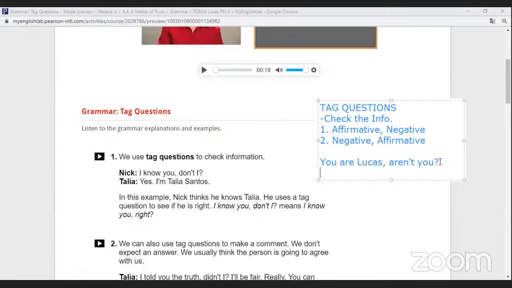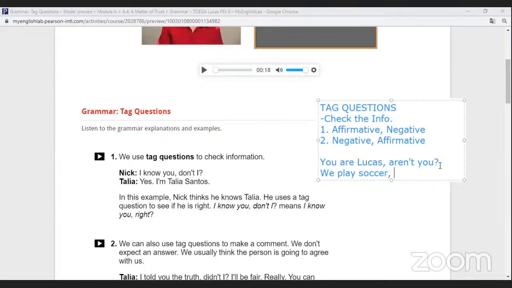What happens if I have a simple present? For example, we play soccer. So, in this sentence, Lucas, which is the auxiliary? What is the auxiliary, Lucas? You are Lucas, aren't you? We play soccer. So the auxiliary was the are, right?